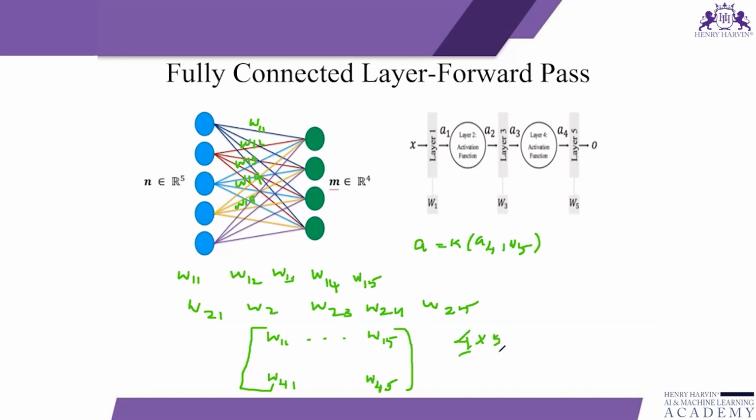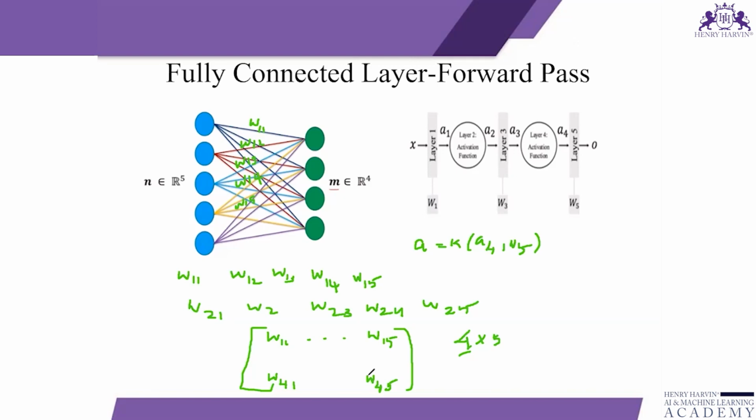In the first row of this matrix, we have the weights corresponding to the first output neuron. In the second row, we have the weights corresponding to the second output neuron. Similarly, in the fourth row, we have the weights corresponding to the fourth output neuron. So how do we use these weights? We simply multiply this matrix with our input. The size of our input is 5.